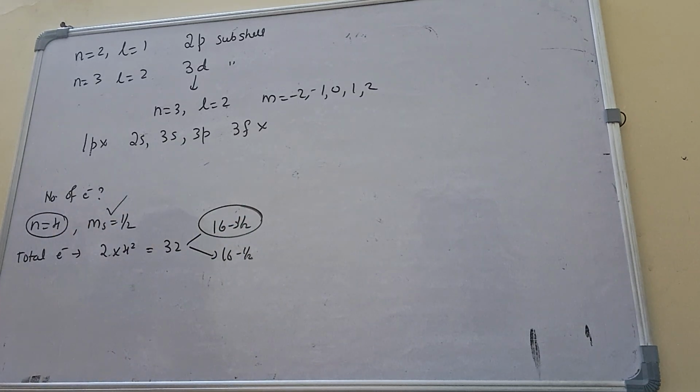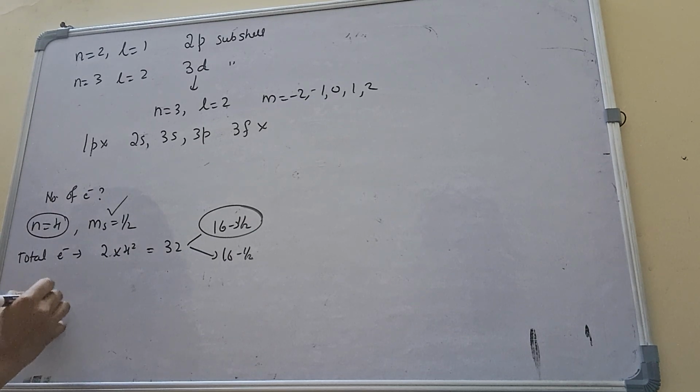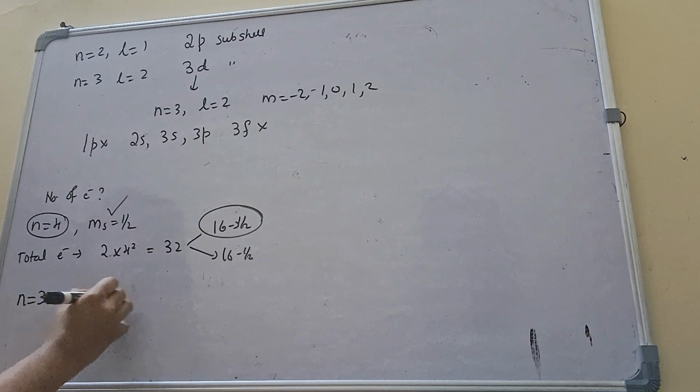That means this is the answer. There are 16 electrons with the number N is equal to 4 and MS is equal to minus half. One more. How many electrons can have N is equal to 3 and L is equal to 0?